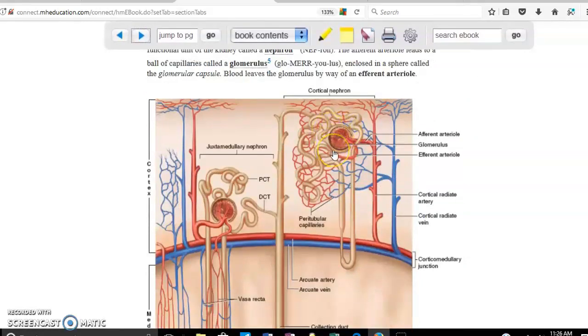It's called the Bowman's capsule. Glomerulus, and you have a proximal convoluted tubule, which is this one. Then you have a loop of Henle. You see it goes all the way down and it's going to end in the distal convoluted tubule. This is the nephron. This long tube that you have right here is the collecting duct, but the collecting duct is not part of the nephron.